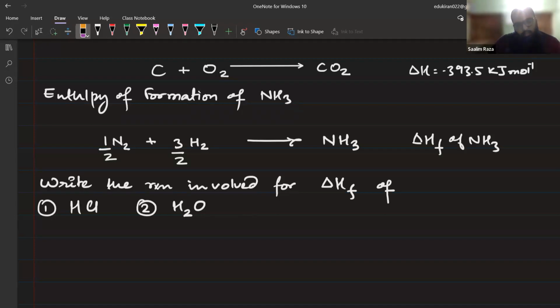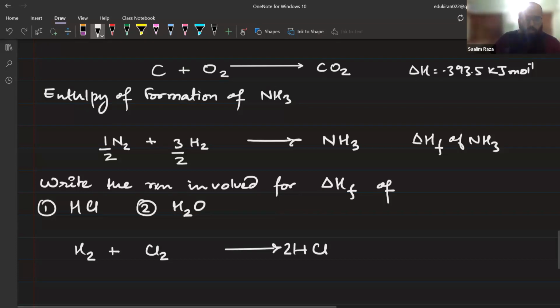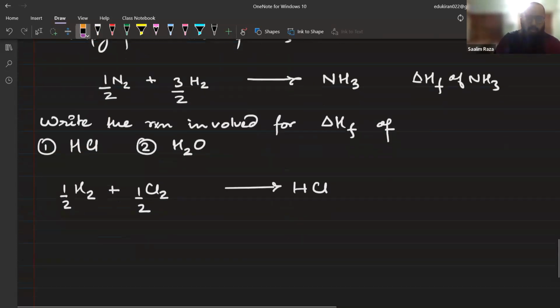See here, guys. If we want to form HCl, you have to take hydrogen and chlorine. So hydrogen will be H2 plus you will have Cl2. This will give you HCl. Now, if you want to balance, you have to write 2 HCl here. Now, I don't want 2 HCl, rather I want 1 HCl. So I will have half of H2, half of Cl2, and I will have 2 by 2 of HCl. So 2 by 2 will give 1 mole of HCl. Now, same thing goes for H2O also.